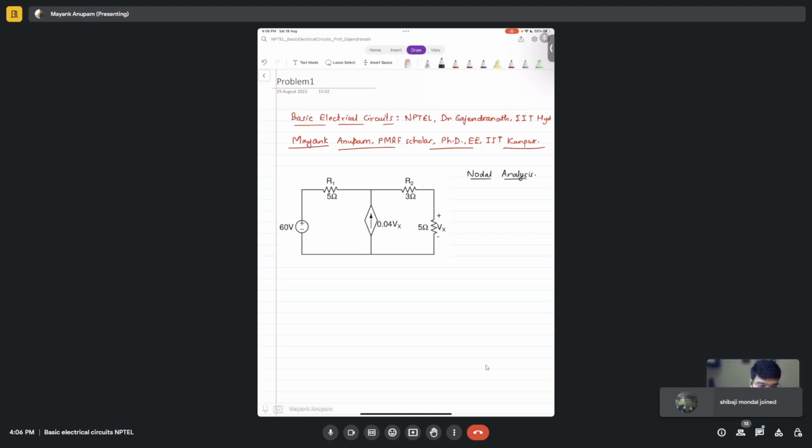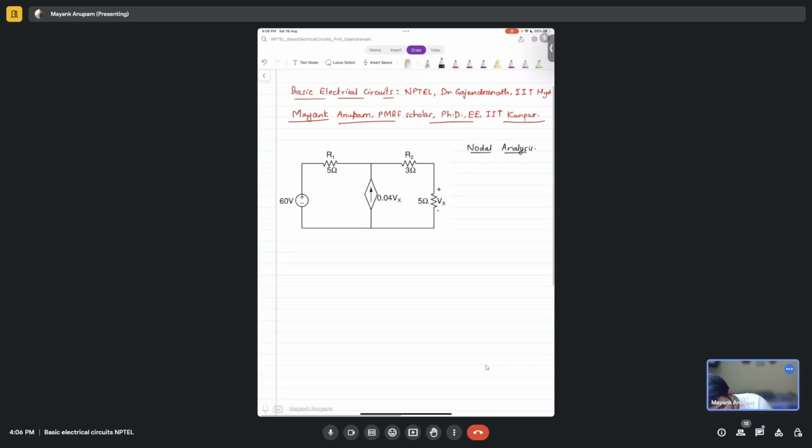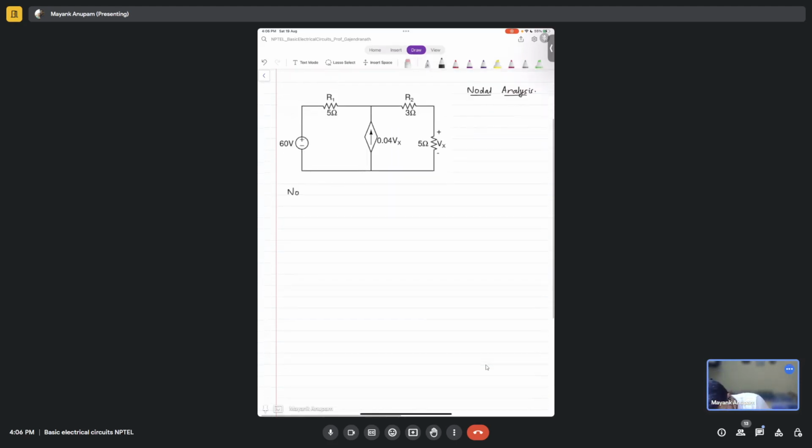Could you clarify the definitions around a branch and node? I couldn't understand what you said. Could you please elaborate? Definition for node and branch. Oh, definition for node and branch. Okay. So what's a node and what's a branch?